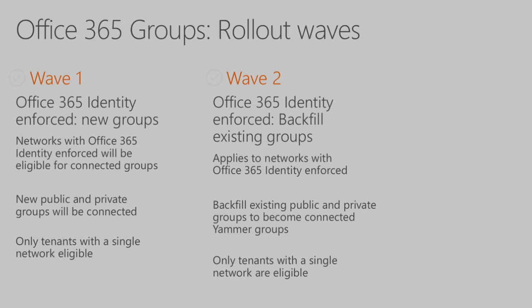So who gets this? When do you get it? This is a question I get asked a lot. Earlier this year, we shipped the first 2 phases of our groups integration. So we started by connecting new public and private groups in your network where you enforce Office 365 identity, and you have a single tenant mapped to a single network. Our second wave, we did a backfill to connect all of your existing awesome groups to get the enhanced productivity experiences of the Office 365 connected Yammer group.